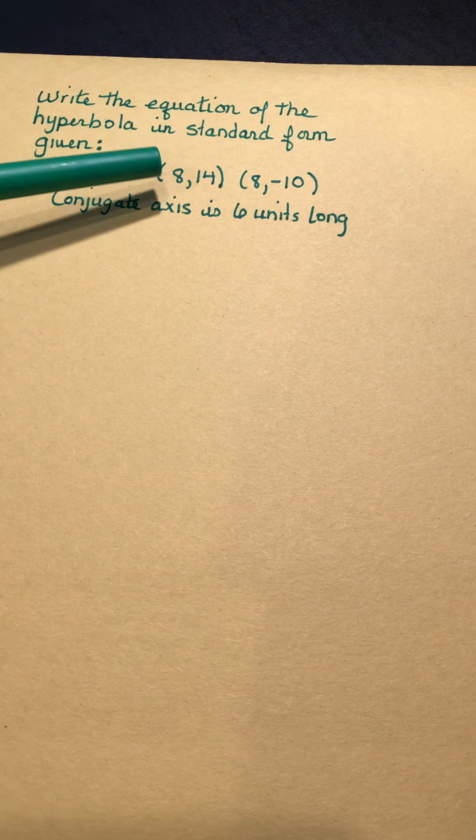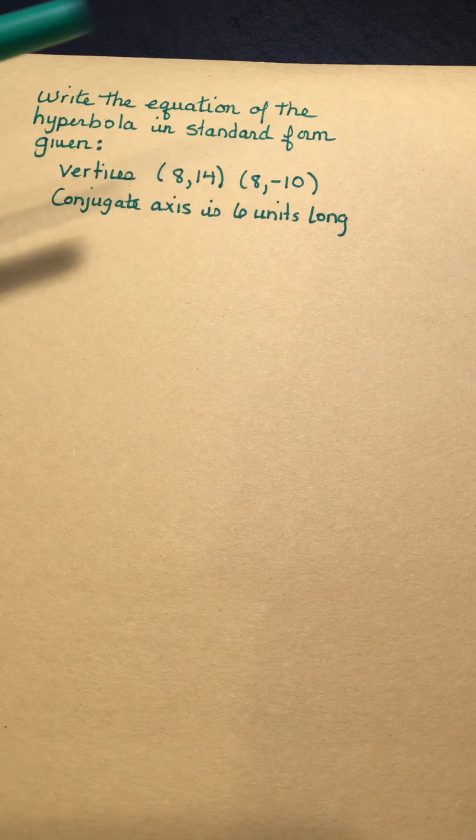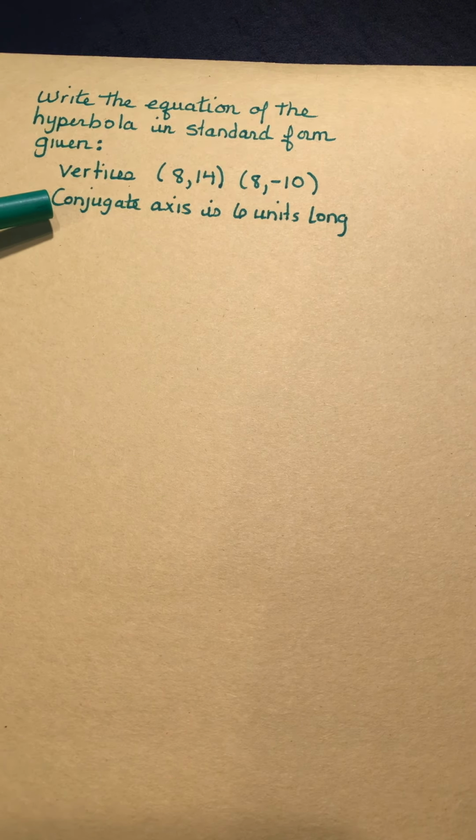In this example, we are asked to write the equation of the hyperbola in standard form, but we're only given a couple clues, so we're going to have to be a little bit of a detective. We're told that the vertices are at (8, 14) and (8, -10), and that the conjugate axis is 6 units long.